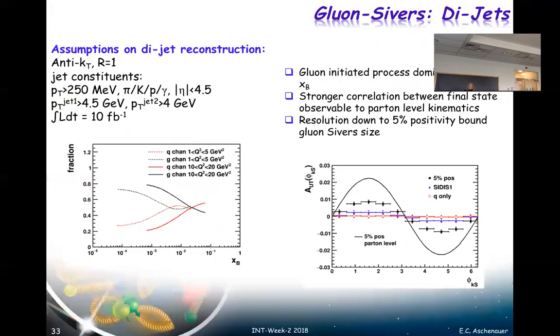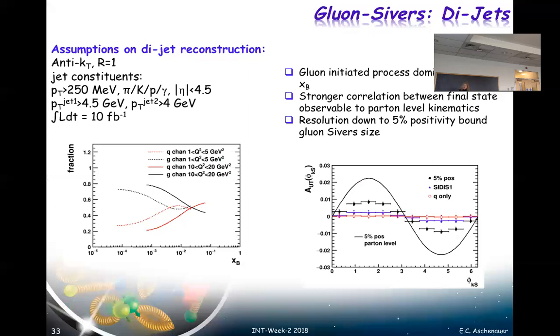So then we went further, we did di-jets. Anti-kT with an R of 1 are the cuts for the jets, which we basically take from studies we have been doing for jets at RHIC, with Brian and others. So again, 10 inverse femtobarn. Here you see versus x where your gluon channels and your quark channels are dominating, because of course for di-jets you can also have QCD Compton with a gluon in the final state, which gives quark jets. And you see that for two different Q-square bins: the low Q-square bin, 1 to 5, and then 10 to 20.